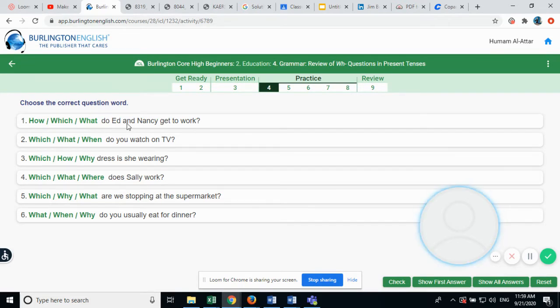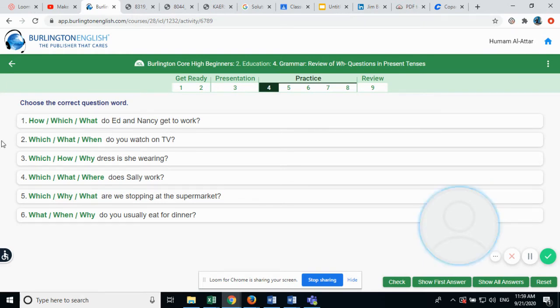Do Ed and Nancy get to work? What do we use? Which one is the correct answer? Is it how do Ed and Nancy get to work? Or which do Ed and Nancy get to work? Or what do Ed and Nancy get to work?